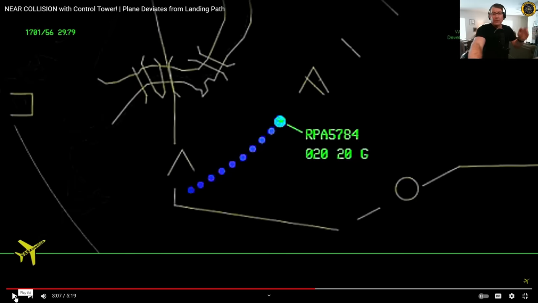Now, Brickyard has to go around because his minimum RVR for his approach is 4,000 feet. They just reported 3,500 feet, so Brickyard knows his limits, knows the rules, and he's got to go around.